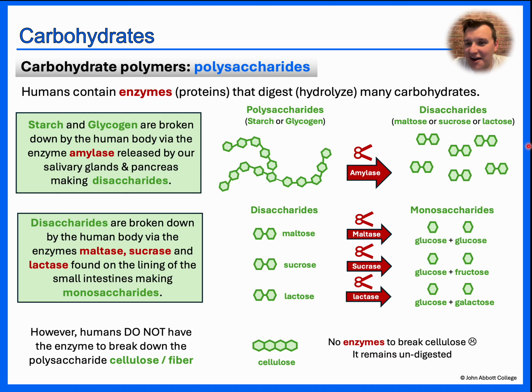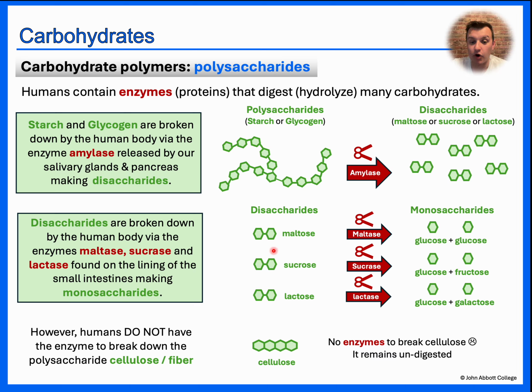But even disaccharides, we can't absorb these directly into our blood, right? Think of someone with lactose intolerance. That's why they get all gassy, because they don't actually absorb this. Disaccharides are then broken down by the human body via the enzymes maltase, sucrase, lactase. You're going to notice something. They all have the term ase in them. That means they're enzymes that are cutting things up, right?